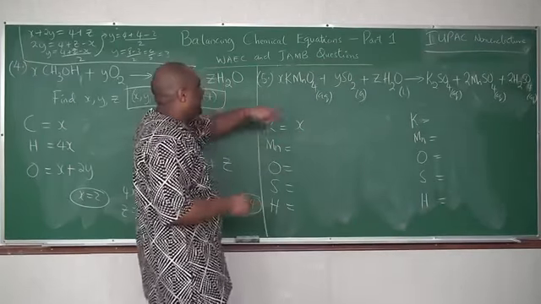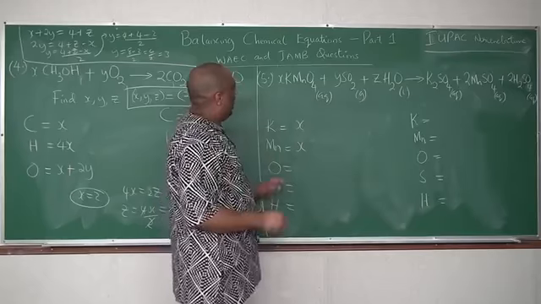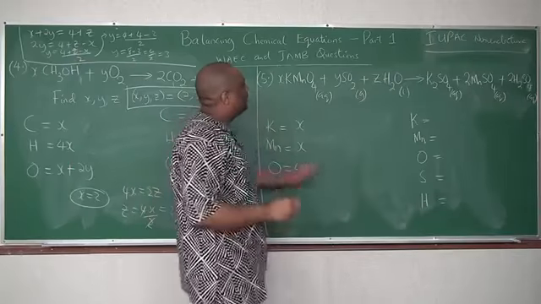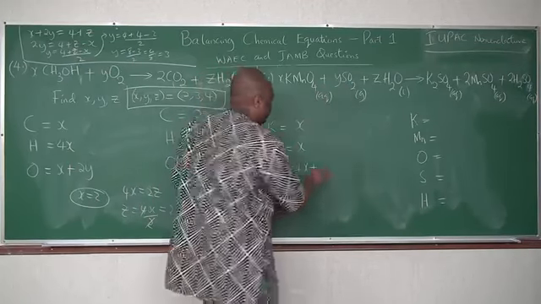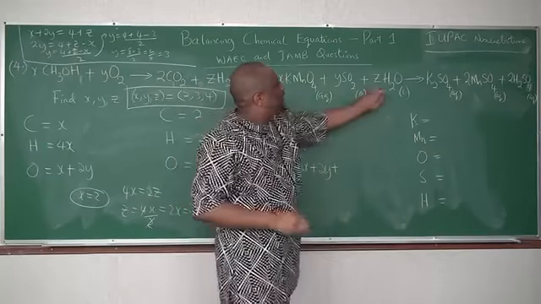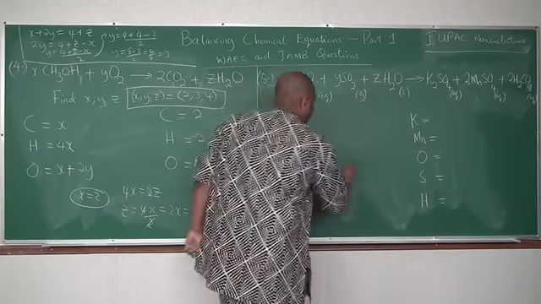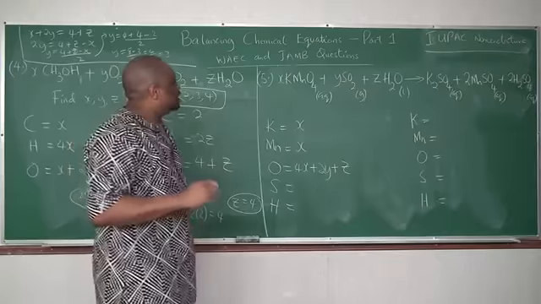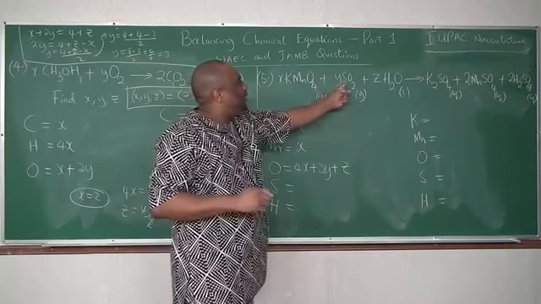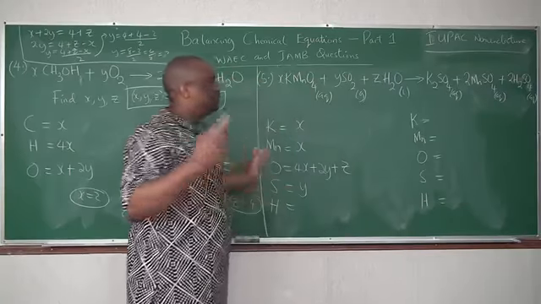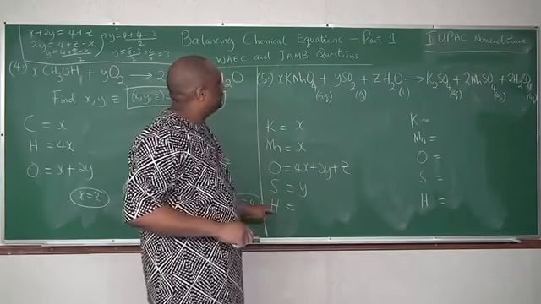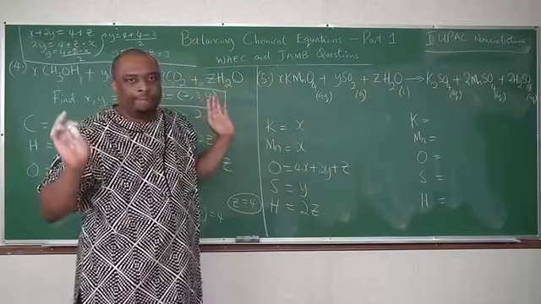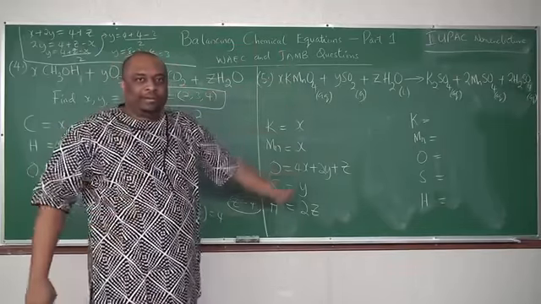So potassium here is X. Manganese is X. Oxygen here is 4 times X, 4X, plus oxygen here is 2 times Y, 2Y, plus oxygen here is 1 times Z, Z. Okay, you see that? Sulfur is only here, 1 times Y, Y. Hydrogen is only here, 2 times Z, 2Z. Okay, we are done with the reactants.